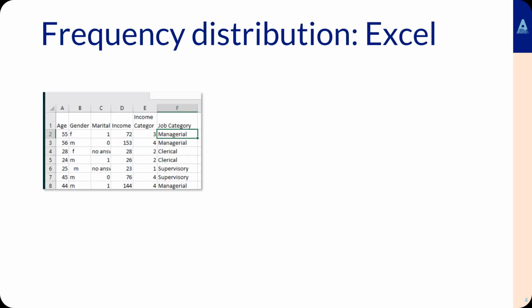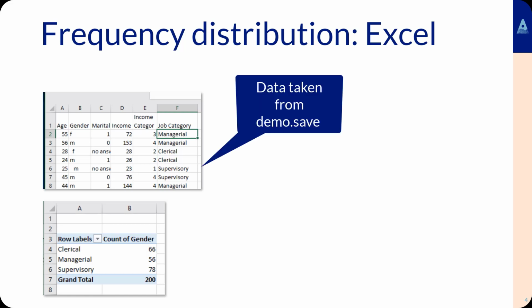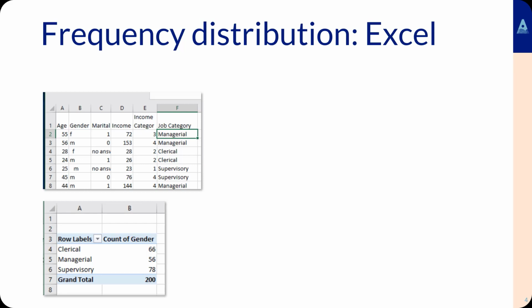So how do we build an actual frequency distribution in Excel? Let's take an example here, and there'll be an exercise based on this example. So you've got a list here of data, and it's a standard data set. It's taken from the demo.sav data set, which you're already familiar with. And you can see that in that data set, there's a variable called job category, and each row is one subject. So we want to create the frequency distribution for job category.